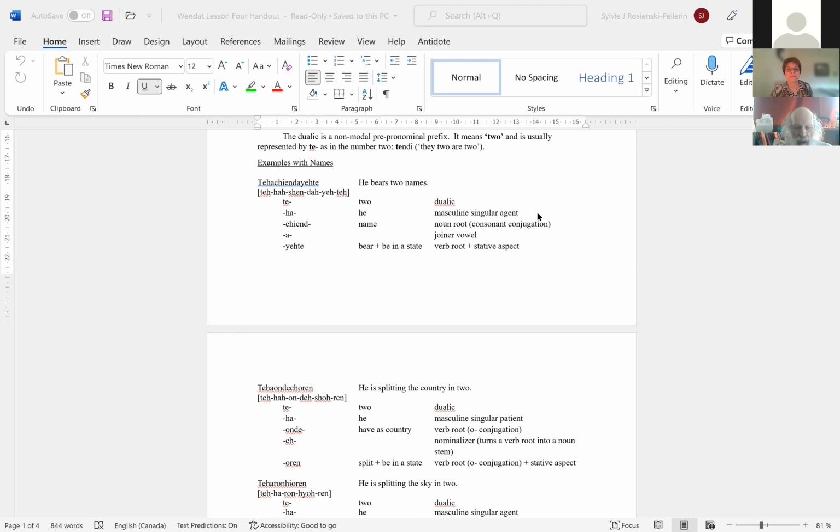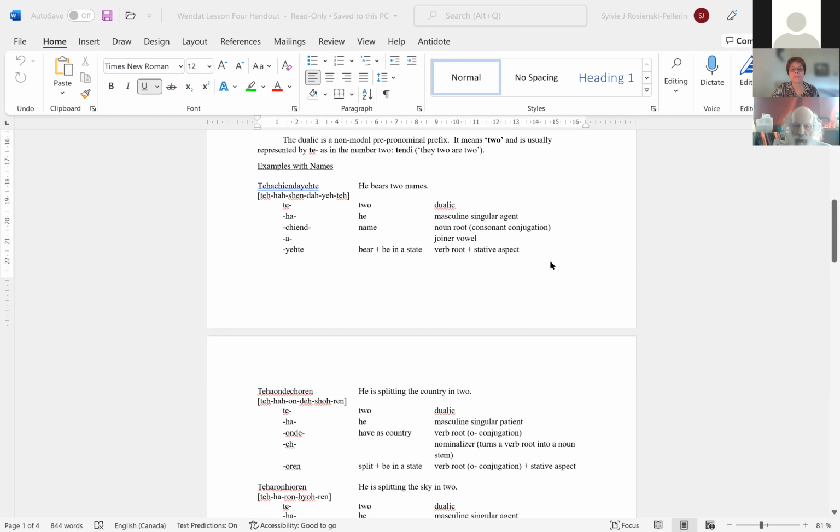It's consonant conjugation because it starts with a consonant. That's the joiner vowel. And then there's the verb yete, which means to bear, plus be in a state. So the verb root is to bear, and it's in the state aspect, the most common one. Most names are with the state aspect, talking about being in a state. All right, any questions about that so far? All righty.